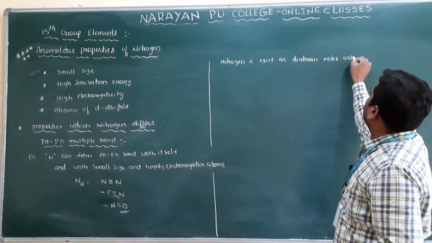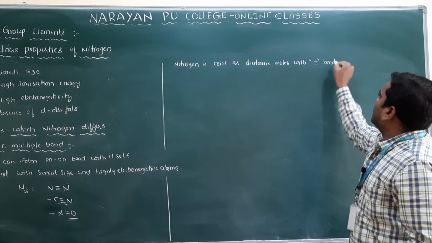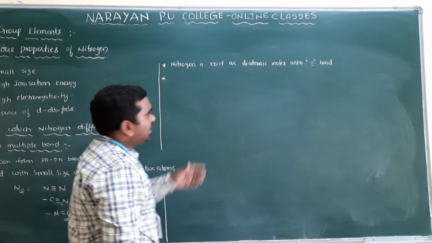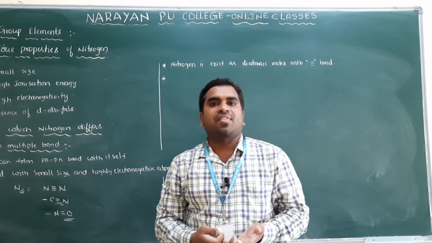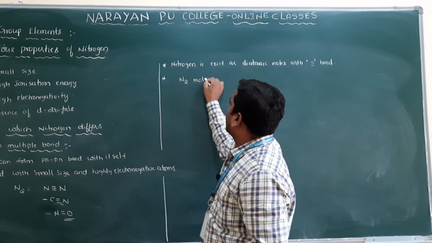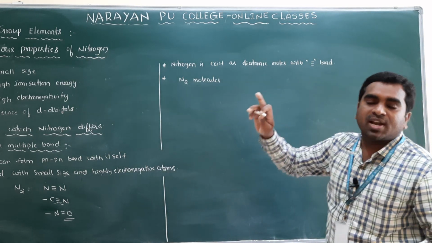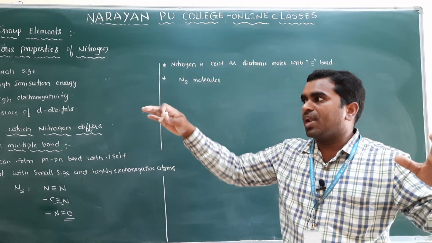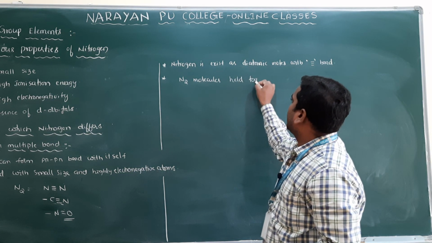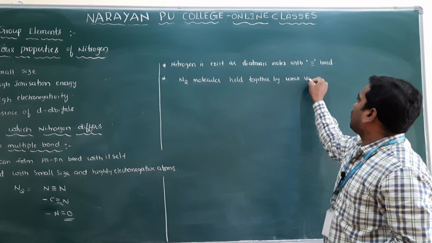Diatomic molecules with which bond here? With a triple bond. Clear? But you know that these nitrogen molecules are held together by weak van der Waals forces. I am not talking about the bond within the molecule: between nitrogen and nitrogen, a triple bond is there. But if you take so many nitrogen molecules, these molecules are held together by which forces here? Weak van der Waals forces.